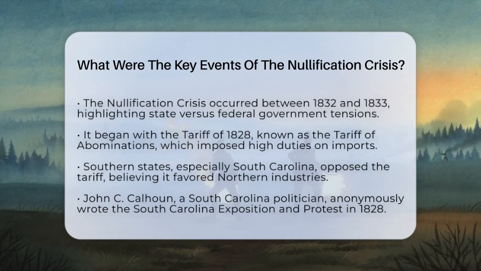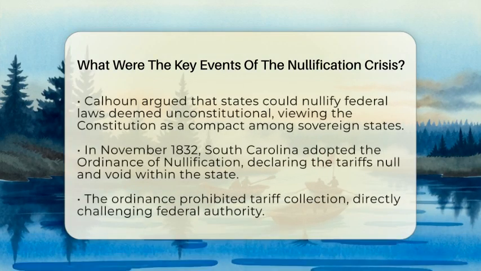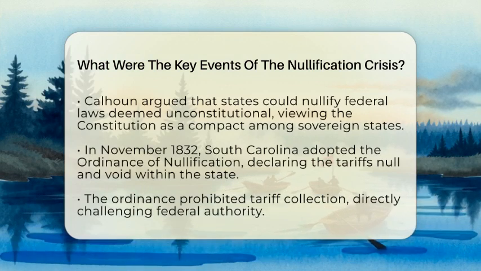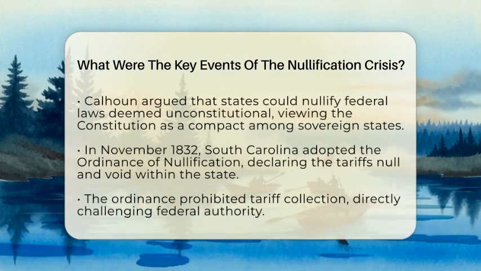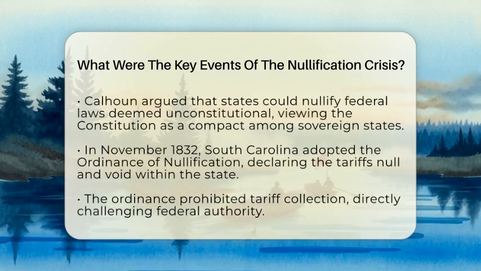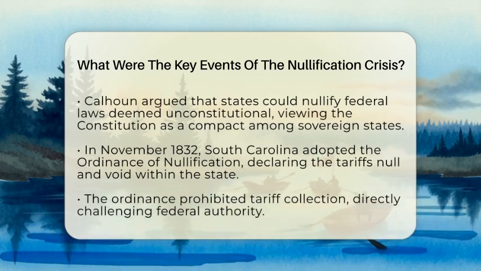In response to this growing discontent, John C. Calhoun, a prominent South Carolina politician and then vice president, anonymously wrote the South Carolina Exposition and Protest in 1828. In this document, he argued that states had the right to nullify federal laws they considered unconstitutional.